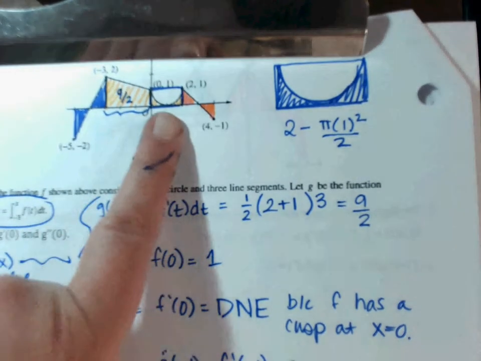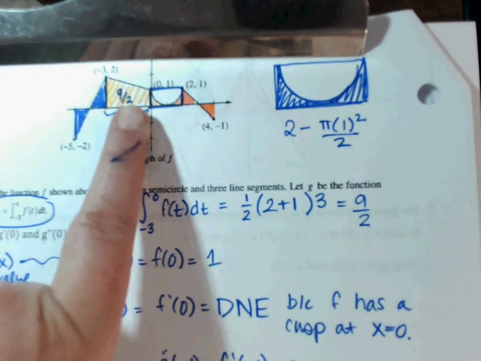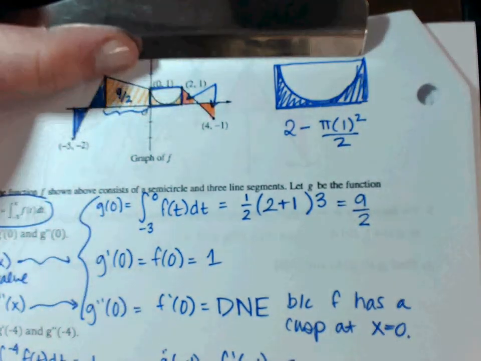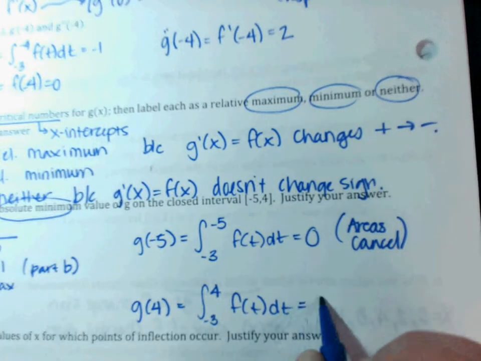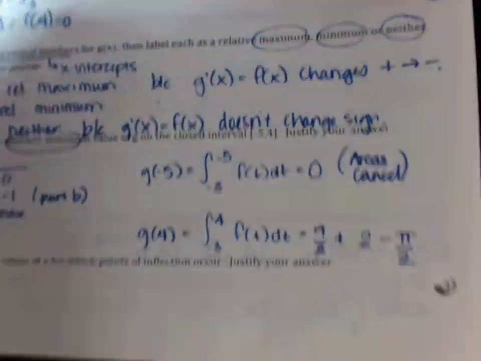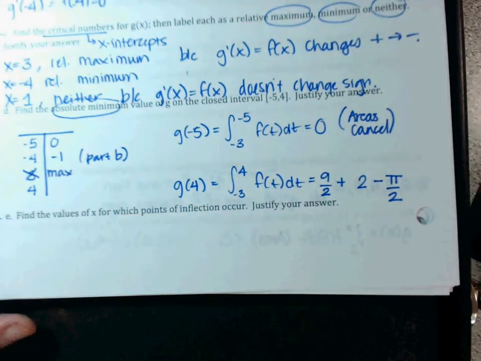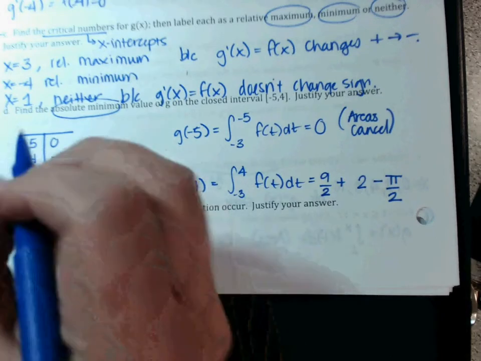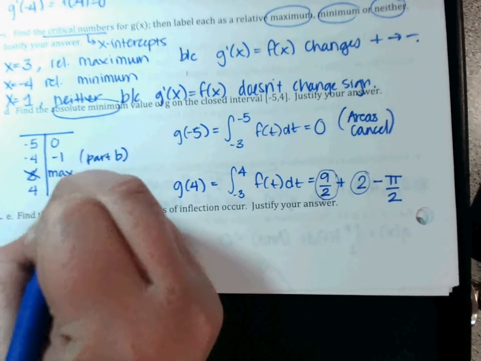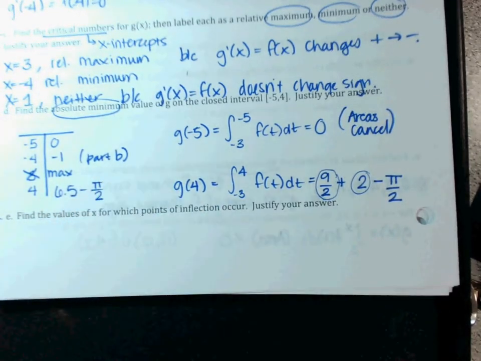Now, that's only for this chunk. What else do I need to add to that? The 9/2, well, the trapezoid. Remember, the triangles I'm not considering because those two cancel each other out. Okay? So come down to your chart. So I have 9/2 plus 2 minus pi halves. Okay, so I'm going to just leave it just like that. That'd be, actually this is 4.5 plus 2, what's that? 6.5 minus pi halves.